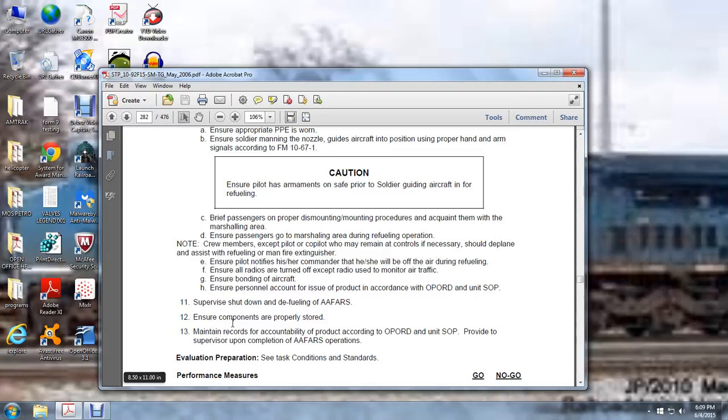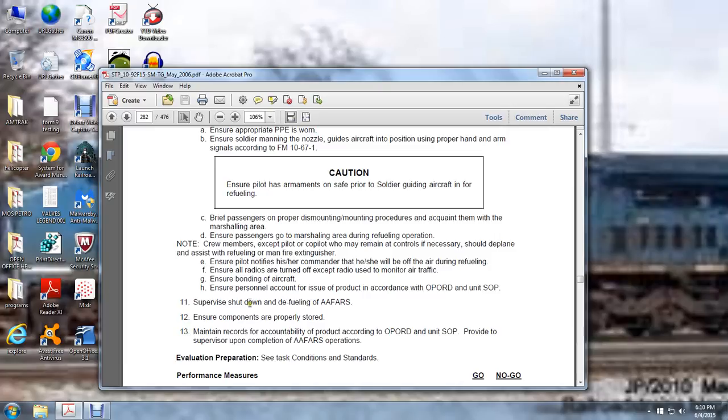Ensure the pilot notifies his or her commander that he or she will be off the air during refueling. Ensure all radios are turned off except for the radio monitoring air traffic. Ensure bonding of the aircraft. Ensure personnel accounting for the issue of the product according to the operation order standard authorization procedures.